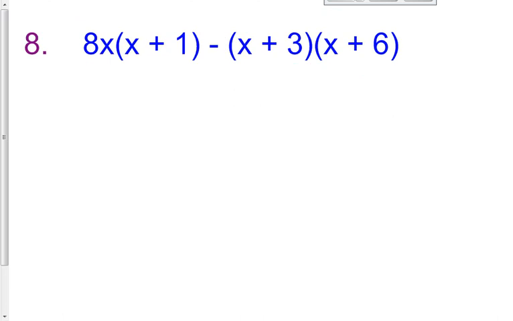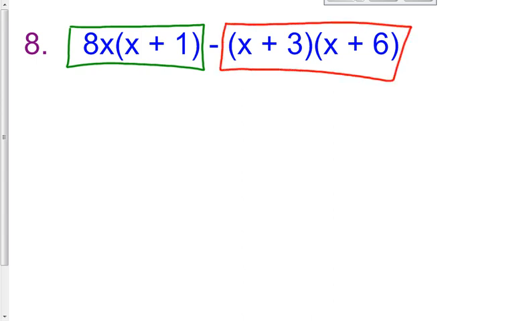Last one, number 8. Once again, very similar to number 7, we have a monomial times a binomial. Distribute that. And then we have 2 binomials multiplied by each other. We're going to FOIL that, and then we're going to subtract those two.